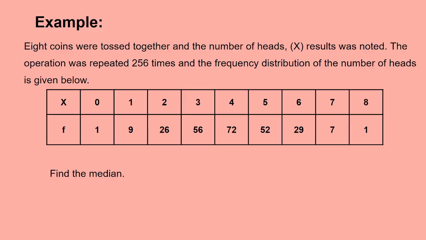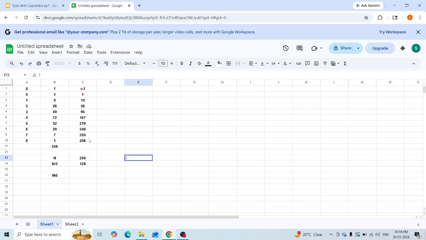Let's see one example. 8 coins were tossed together and the number of heads x in the results was noted. The operation was repeated 256 times and the frequency distribution of the number of heads is given below. Okay, now we need to find the median. I already noted the values of x and f and calculated the less than cumulative frequency. I already discussed how to find less than cumulative frequency in the previous videos.